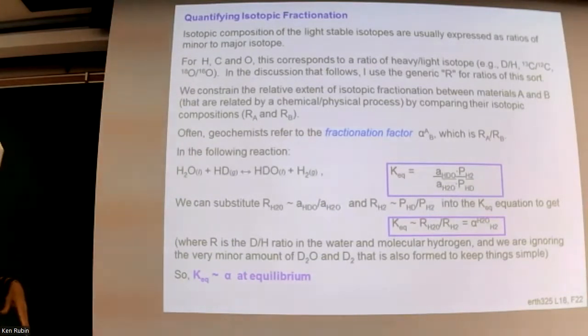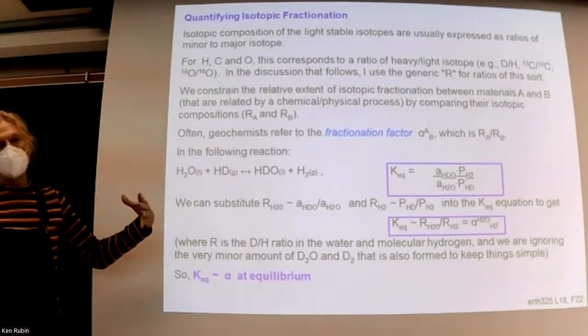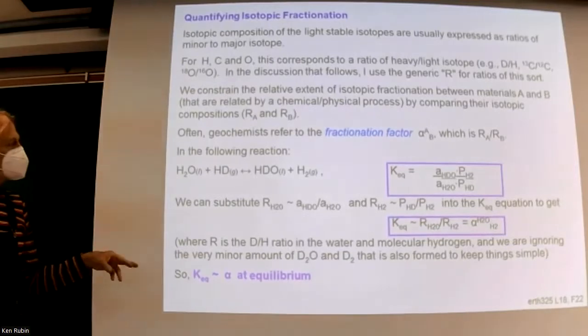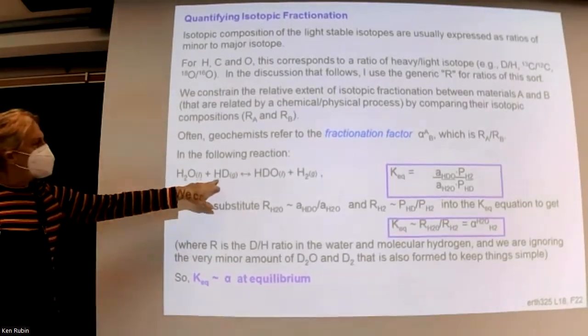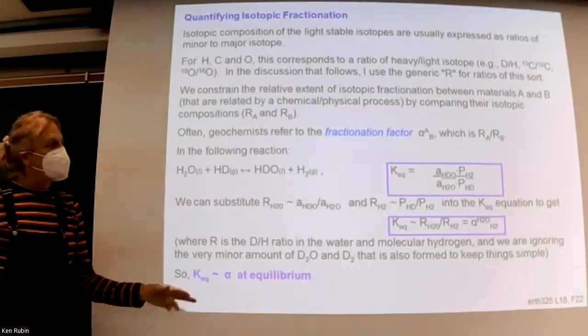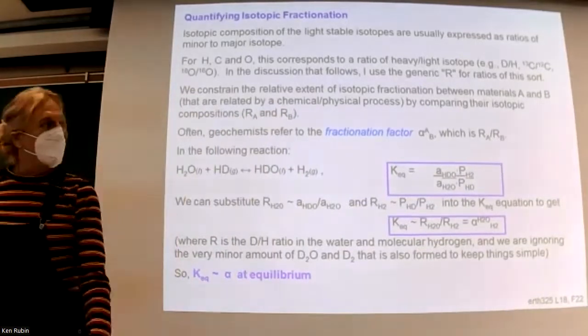But if we just think about this simple reaction, we've got some water and some hydrogen gas, right? And we've got one deuterium atom in that mix. That deuterium can either be connected to the hydrogen gas or it can be connected to the water, right? And we can write a chemical equilibrium constant for that, which we've written here. It's just the activity of the four things, right?